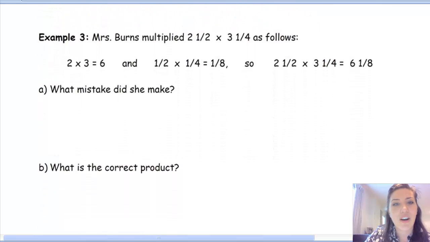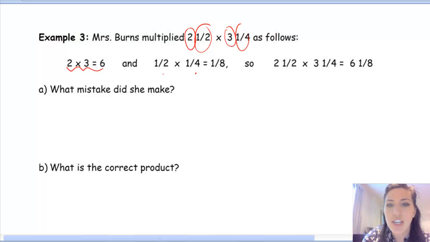All right. Mrs. Burns multiplied 2.5 times 3 1/4. Oh. Okay, so I did 3 times 2, 6. So that was the whole numbers, and then I multiplied my fraction, kept the 1 and 1. 1 times 1 is 1, 2 times 4 is 8. So then we have 6 and 1/8. Oh, but that can't be right. I must have made a mistake. What mistake did I make?